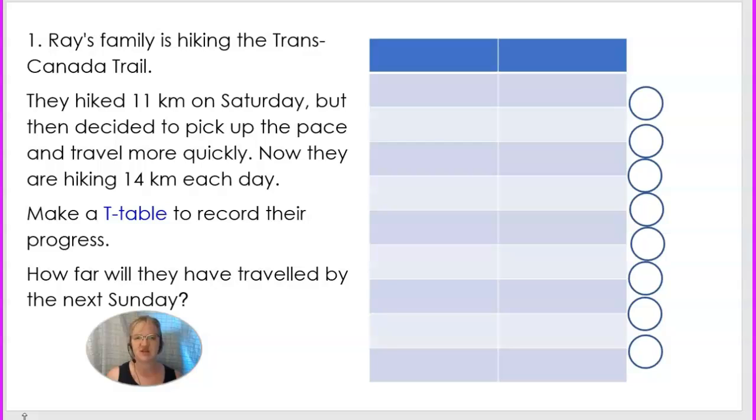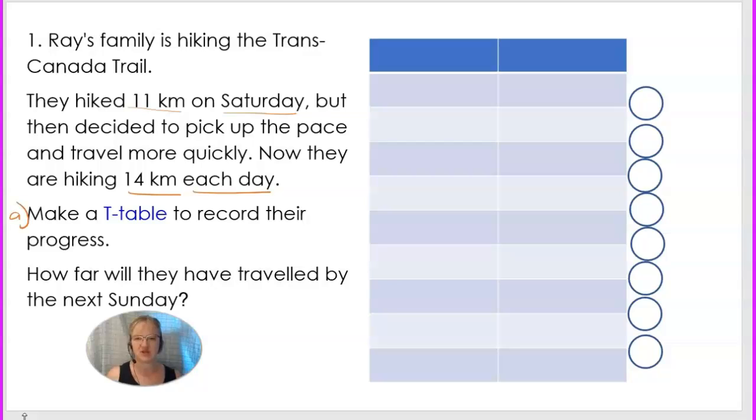Here's another question for us. Ray's family is hiking the Trans-Canada Trail. And that's a trail that goes all the way from the east coast to the west coast in Canada. They hiked 11 kilometers on Saturday. Notice I'm underlining the important things that we need to know, but then decided to pick up the pace and travel more quickly. Now they are hiking 14 kilometers each day.